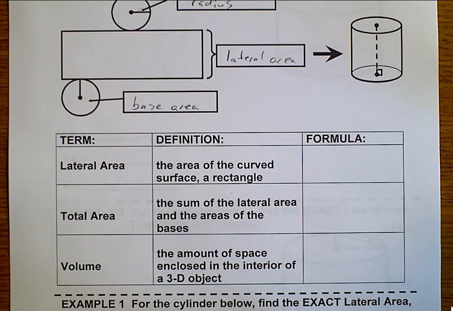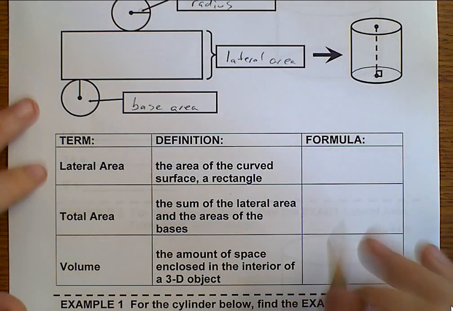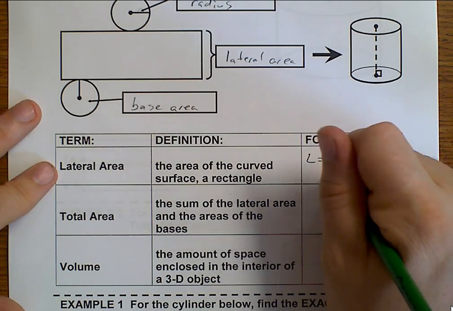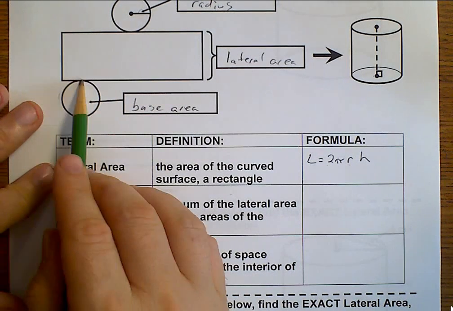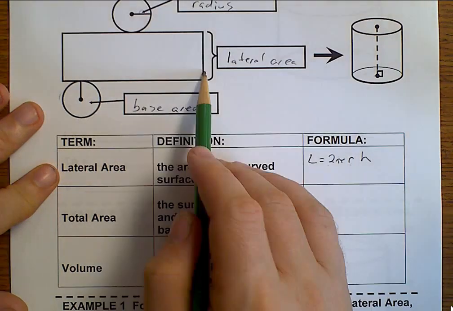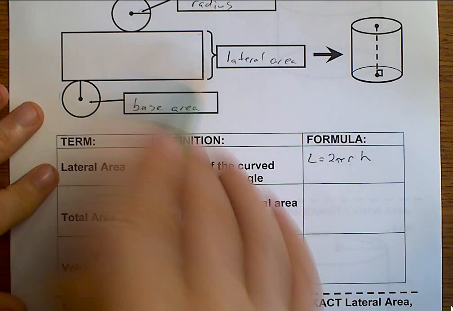I'm just going to go ahead and give you the formula completely written out. So for lateral area, it's going to equal 2 pi r h. That comes from the fact that 2 pi r is the circumference of a circle, so that's going to be the long edge of this rectangle. And h would be the height of the rectangle, and you get the area of the rectangle, which will be our lateral area.